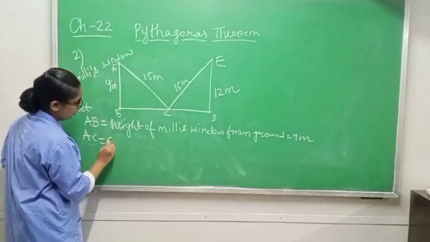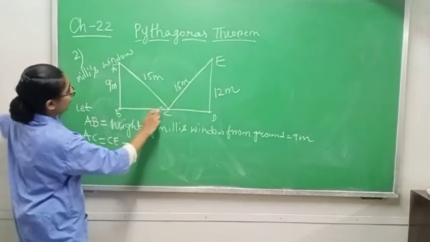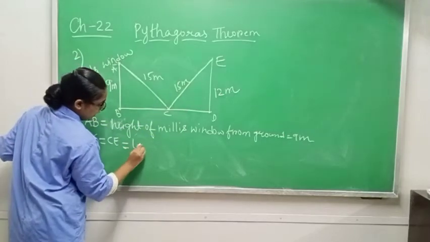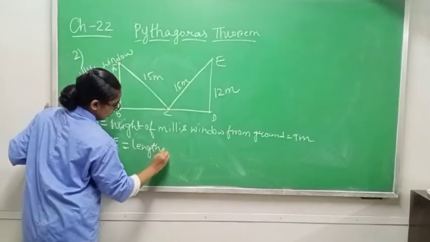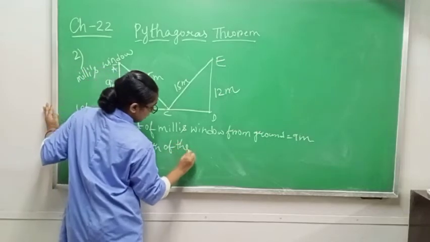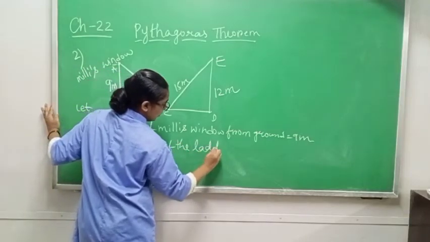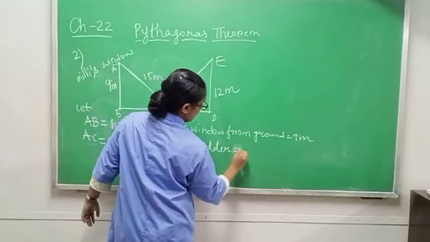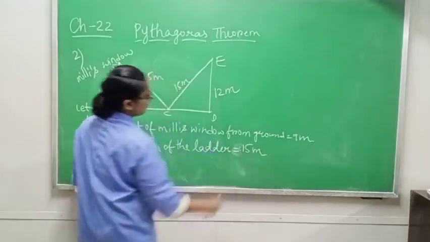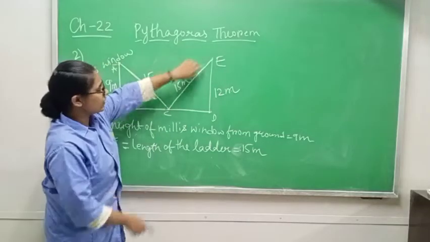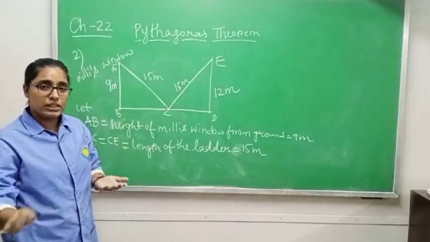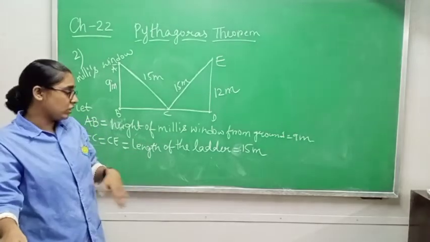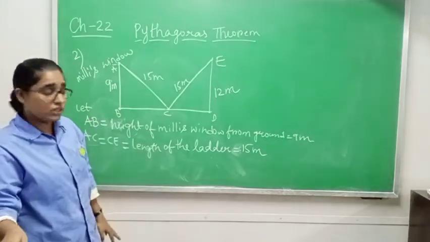AC equals CE, AC and CE are the length of the ladder, which is 15 meter. AC and CE both are the same because it is nothing but the length of the ladder. The ladder is rotating, so the ladder's length will not change. So the length of the ladder is 15 meter.